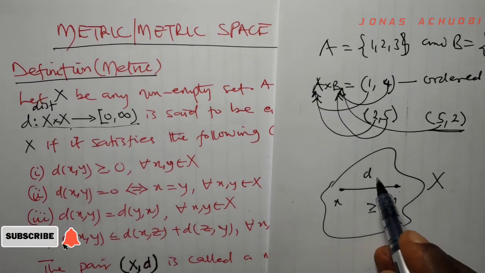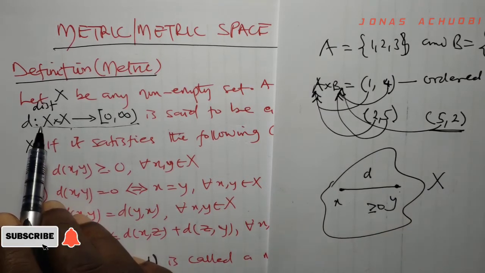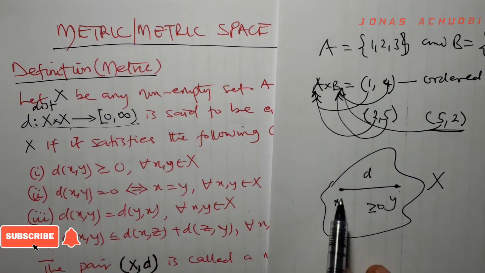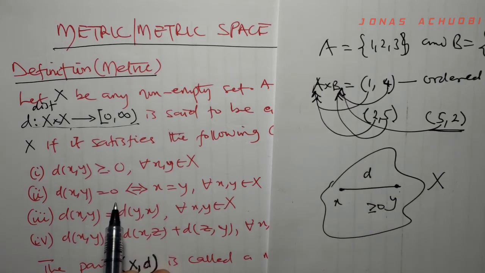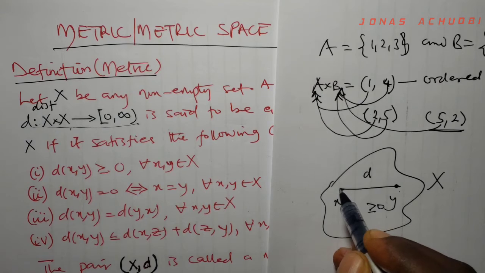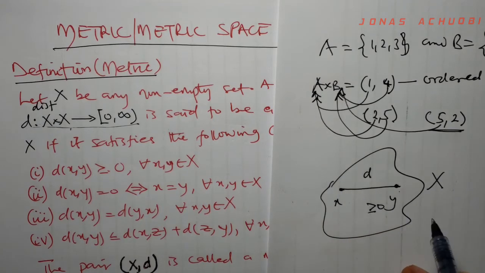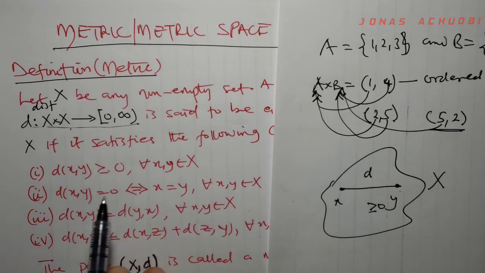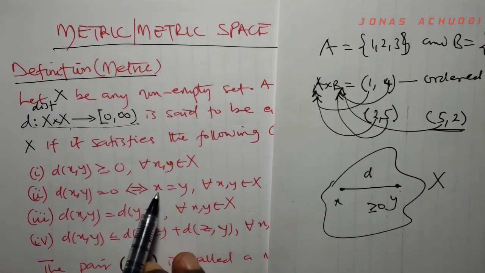Which means that if d becomes a negative number, then this d will not be called a metric on the set X. The 2 is saying that if the distance between these 2 points is 0, it will simply imply that the 2 points are the same. Which makes sense. Because if the 2 points are different, the distance cannot be 0. And of course, if the 2 points are the same, it will also imply that the distance between the 2 points is 0. So the implication here goes both ways.